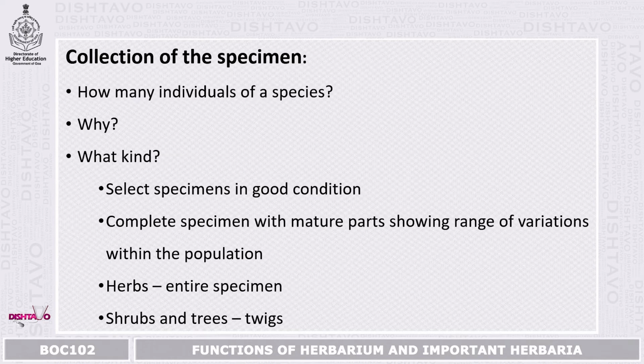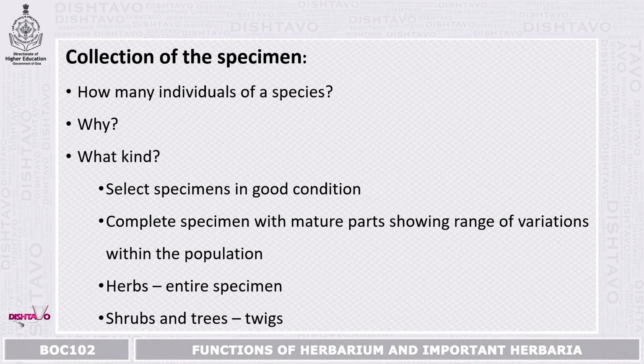How many individuals of a plant species to collect? Ideally, the number is 5 to 6. Why? Some of the specimens collected get damaged during the process of preservation, so it is required to collect a sufficient number of individuals of a specimen.